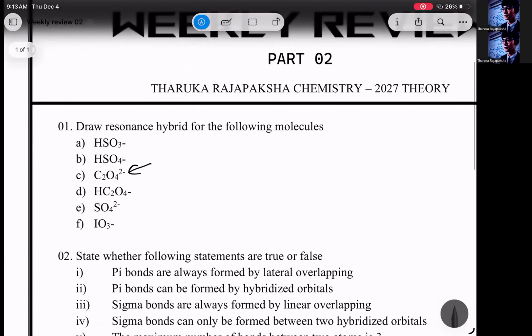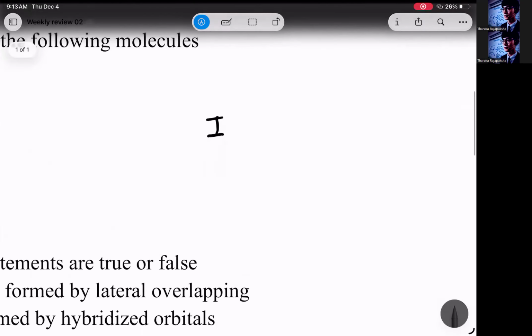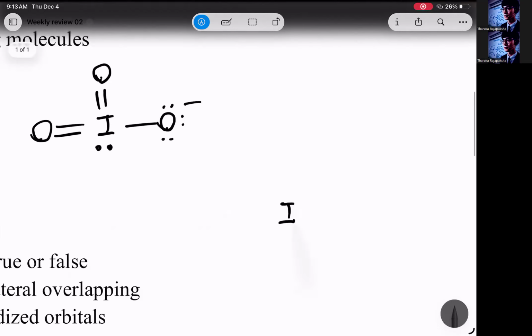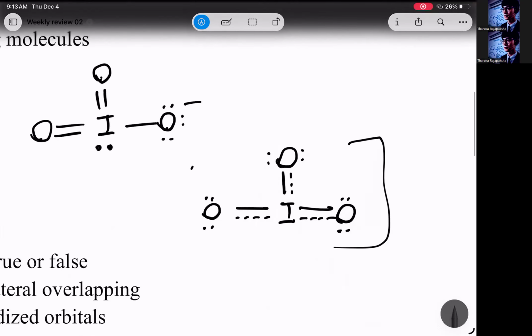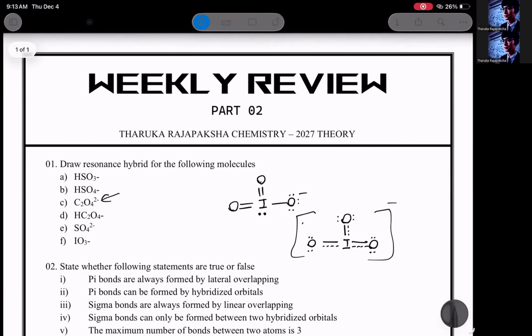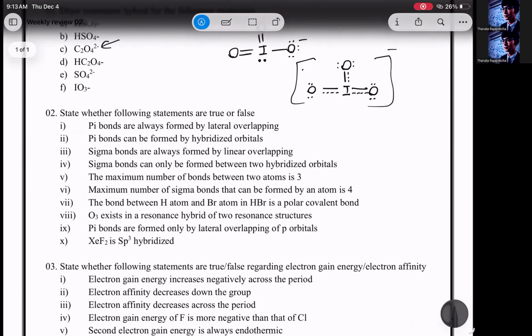Next one, IO3 minus. Now the resonance structures, one, two, three, four, 5, 6, and 7, something like this. So you can see there are 3 resonance structures that we can draw, and the resonance hybrid will be like this. You put the minus charge, or you can divide the minus charge into the 3 atoms accordingly. It's the resonance hybrid.